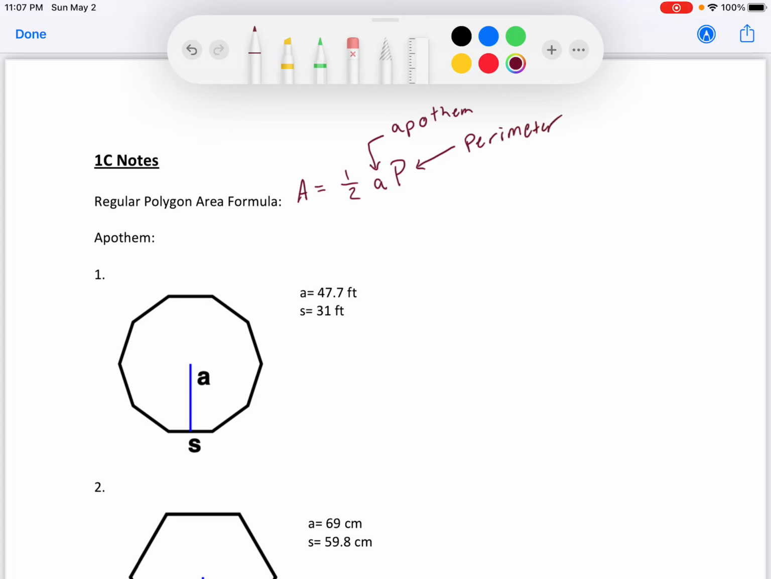Perimeter. Possibly spelled right, possibly spelled incorrectly. Total toss up on that one.